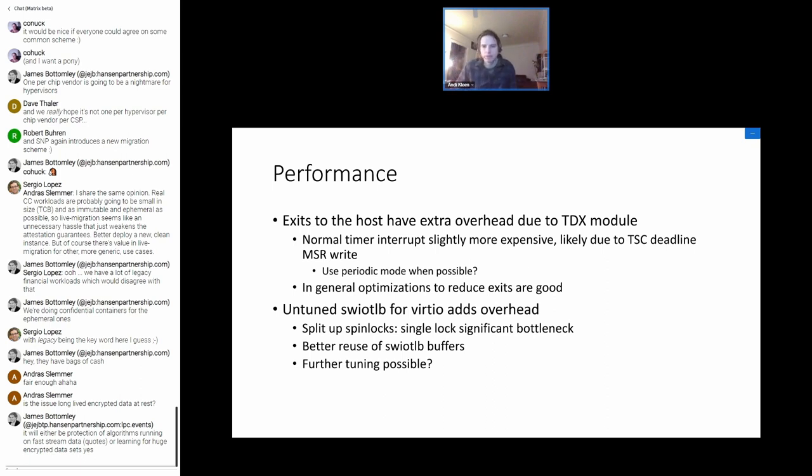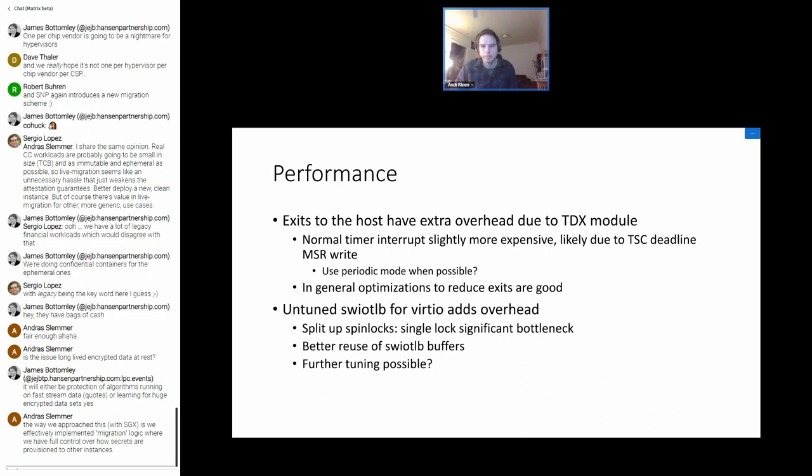And we think this is related simply to the TSC deadline MSR write, because every time you have a timer interrupt, it has to reprogram the timer. So we are thinking maybe we can use a periodic mode to reduce that. That would only help when you don't have any other timers, but yeah, this might be a possible solution. But in general, for performance, we are looking at reducing exits as much as possible.